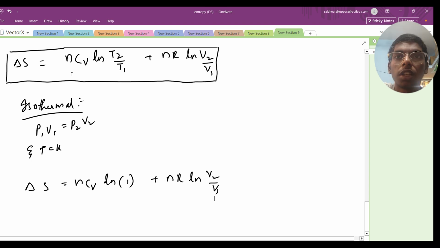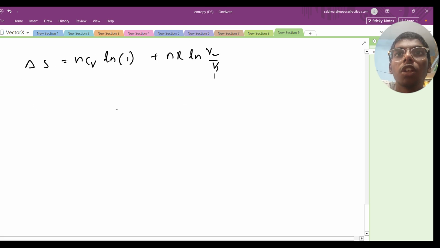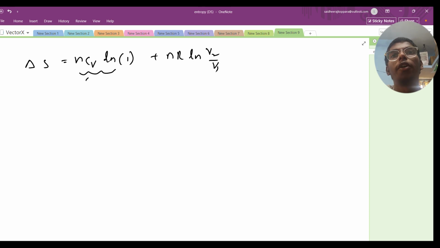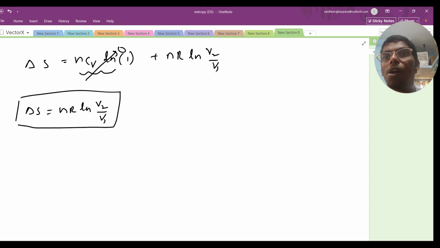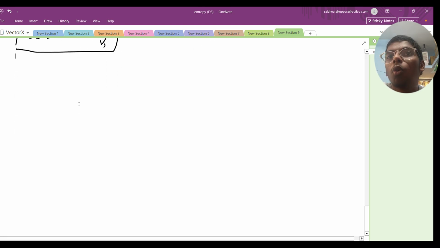If it's an isothermal process, then what would happen to our entropy? That's what we are going to find out here. Okay, so if you put your temperature as constant, then this will be ln 1. Ln 1 is again 0, right? This part is 0. Then your delta S is nR ln V2 by V1. Okay, this is for isothermal.